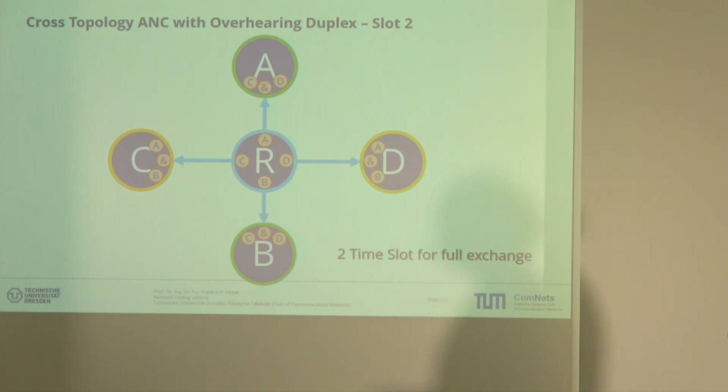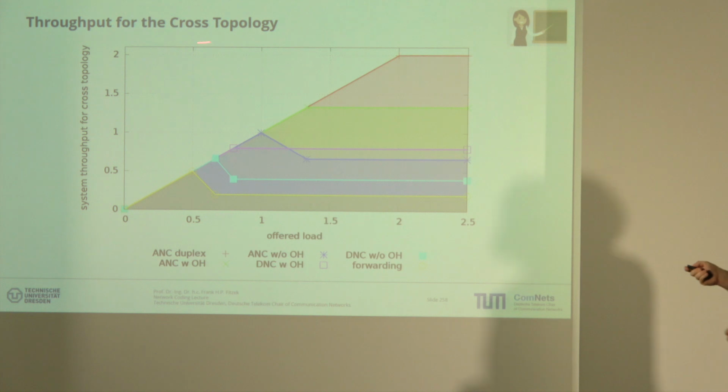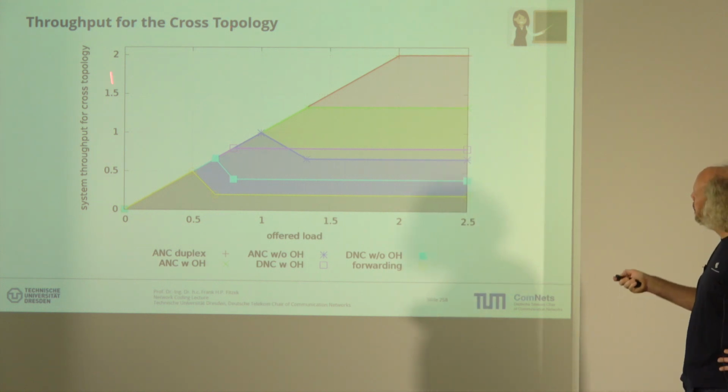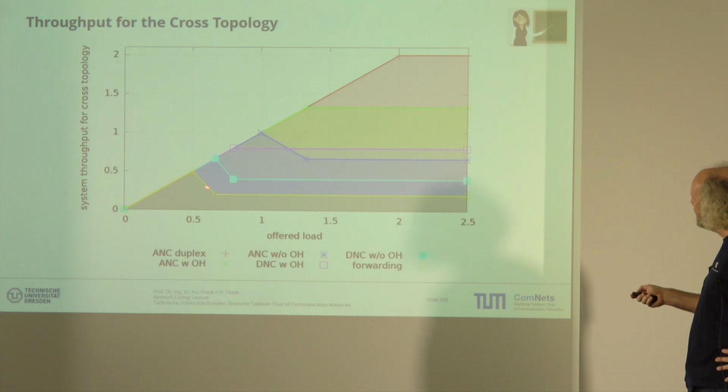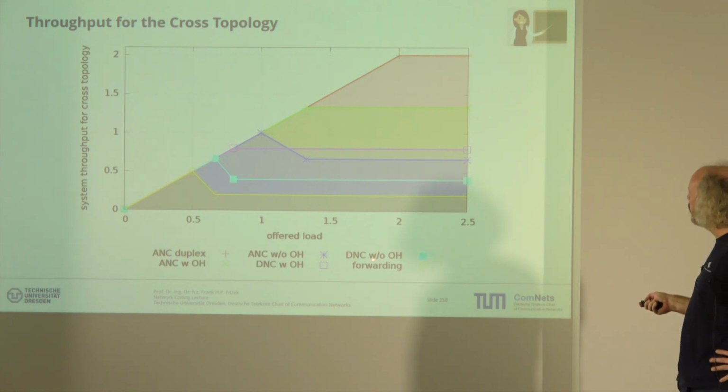Okay? Even better. So if you bring this then to the throughput of the cross topology, this is the throughput over the load. Then you see the yellow one here that goes up and down. This is the pure relaying, or also here it's called forwarding. Then we have the digital network coding without overhearing, which goes up and down, and the digital network coding with overhearing is going up here.